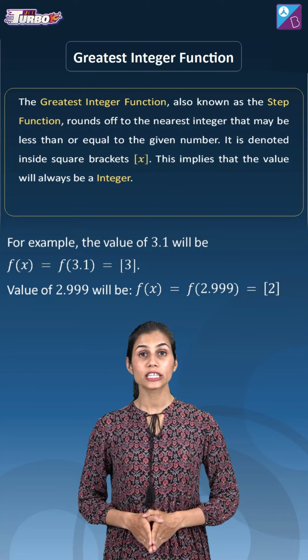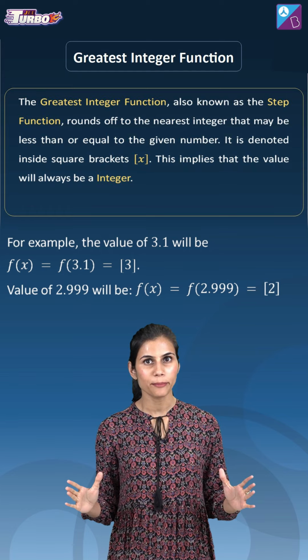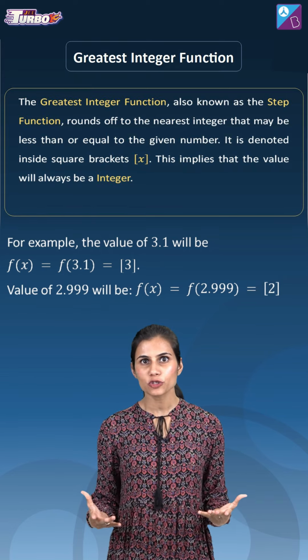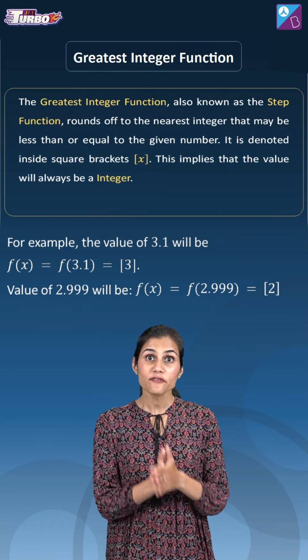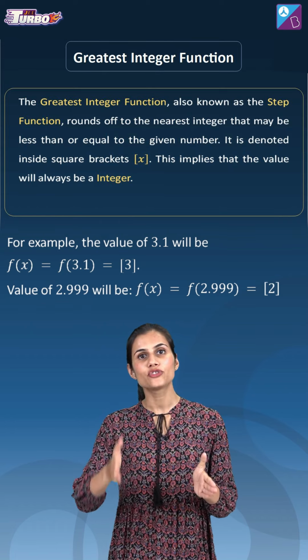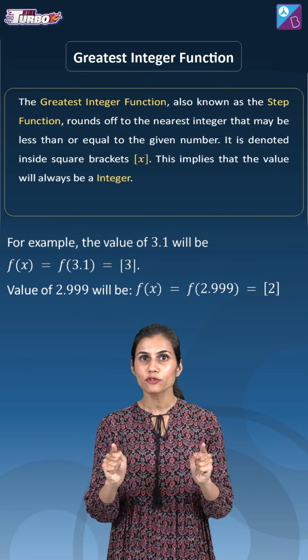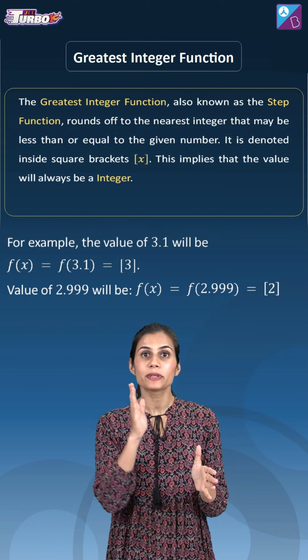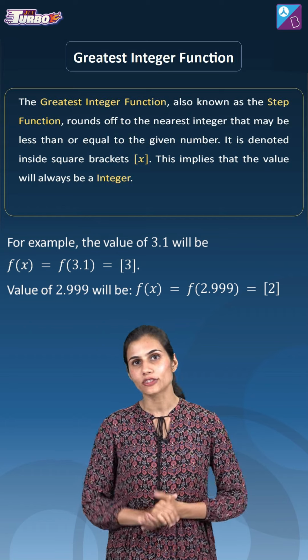Greatest integer function gives you the greatest integer less than or equal to x for any real number x, which means the output produced by this function will always be an integer. Understand, if x itself is an integer, then its GIF is the same integer. But if x is not an integer, you just have to check the two consecutive integers between which x is sitting, and the one on the immediate left will be its GIF.